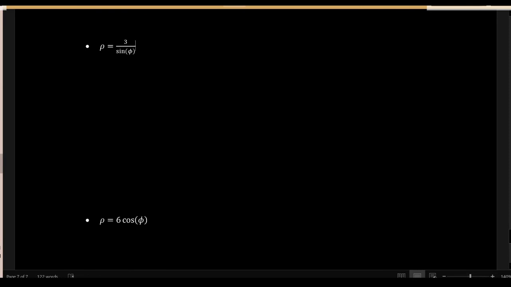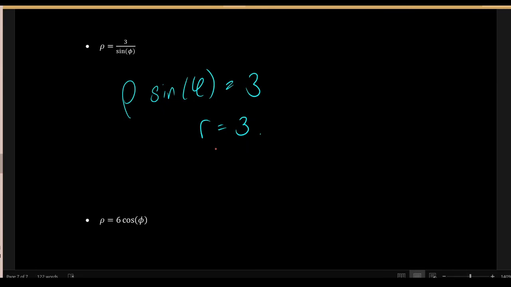I was saying that if you clear the fractions, rho sine phi, then once again we get the appearance of one of the quantities from our conversion formulas. Rho cosine phi was the same thing as z. Rho sine phi was the same thing as r. So this is equivalent to r equals the constant 3, and we recognize this as the cylindrical equation, once again for a cylinder of radius 3, which is centered around the z-axis.